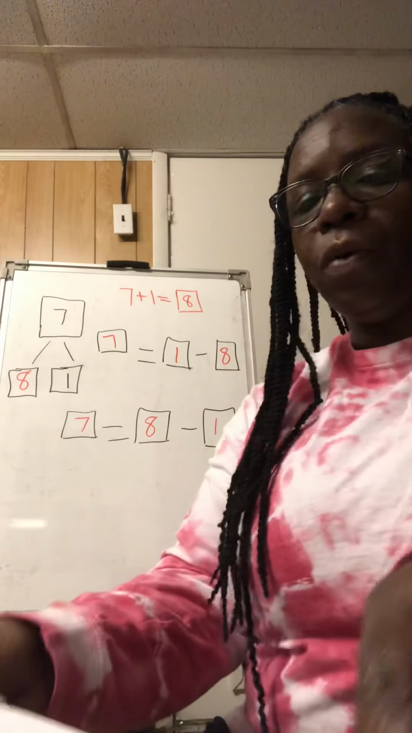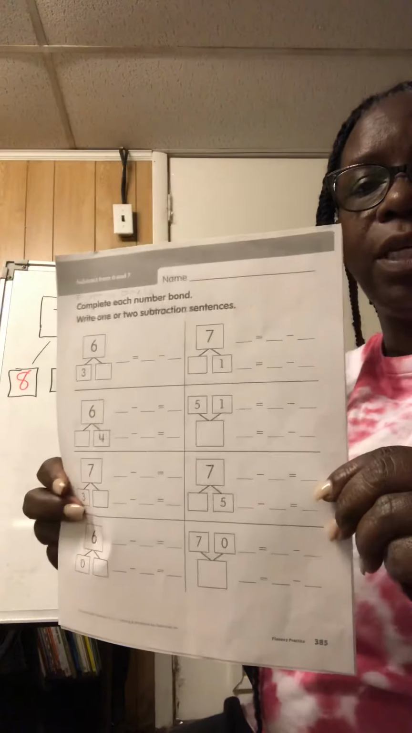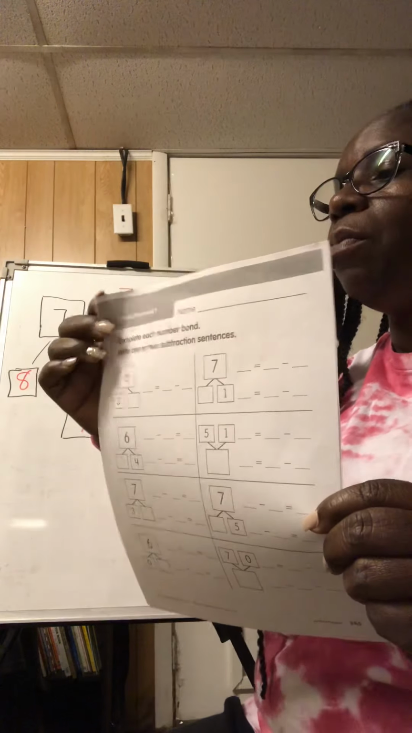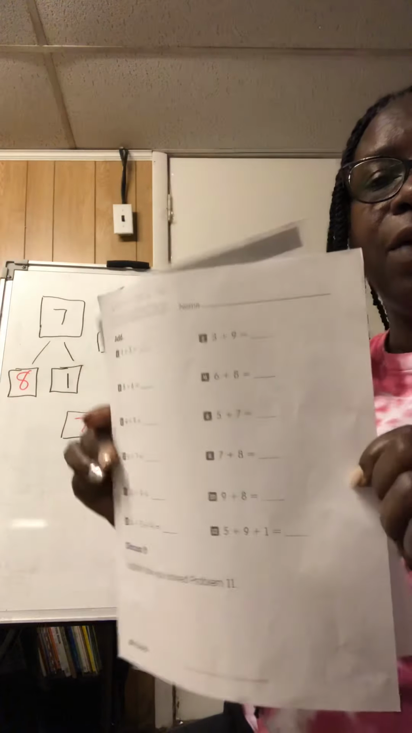Okay? So you're going to work your fluency sheet, which is your number bond sheet. And you're going to work your morning sheet. Okay? Good luck with your work.